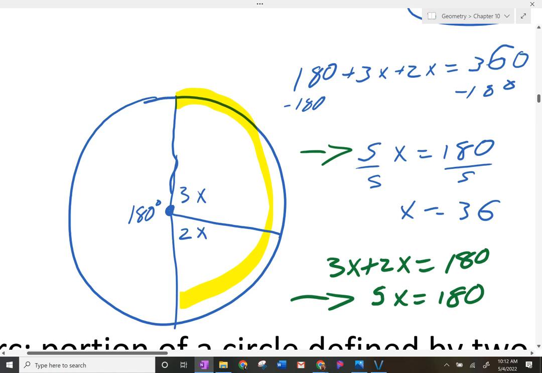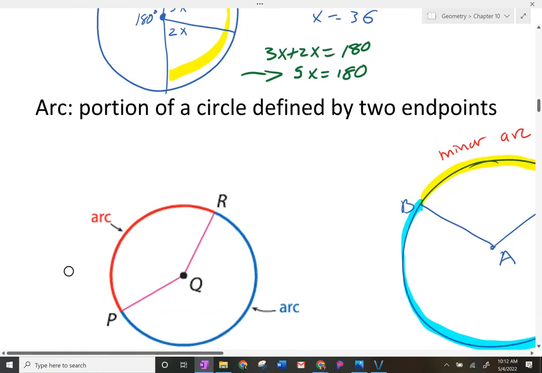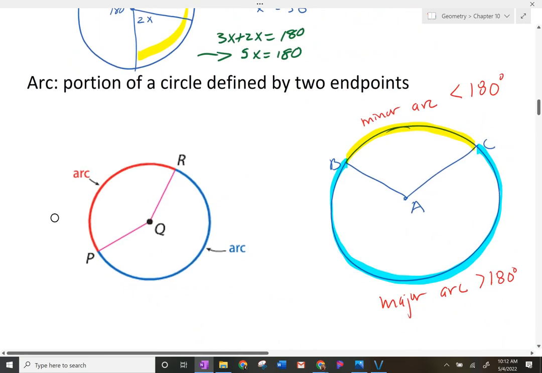Okay. So far, so good? Love it. Okay. We've got another definition that's going to come into there. We've got an arc. An arc is going to be a portion of a circle that's defined by two endpoints. Okay? So again, the arc is going to be the distance around the outside. That would be an arc. This would be an arc. That's an arc. And that's an arc.